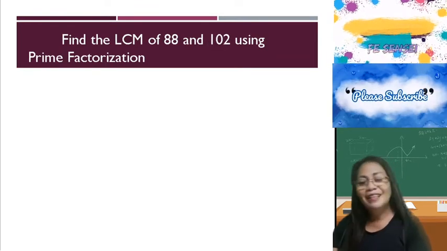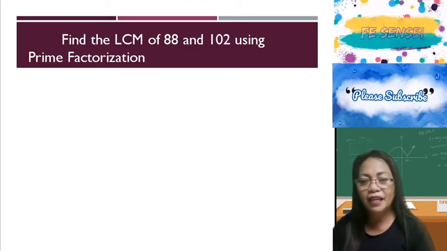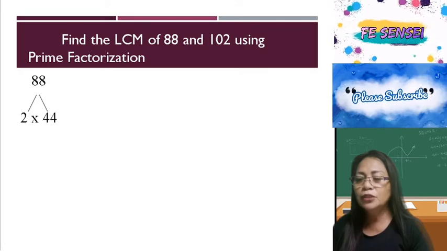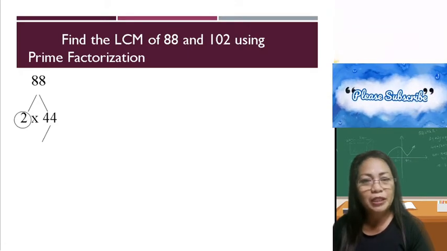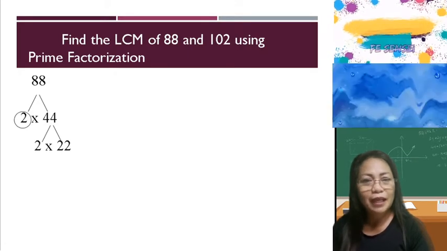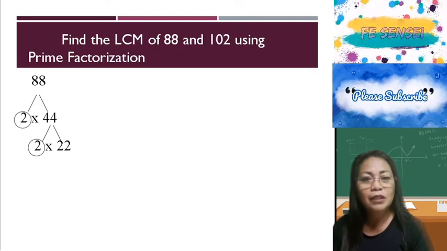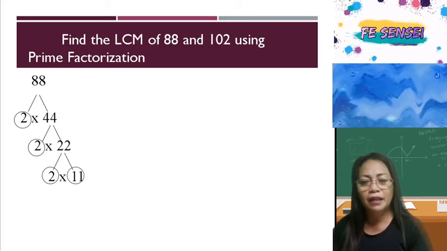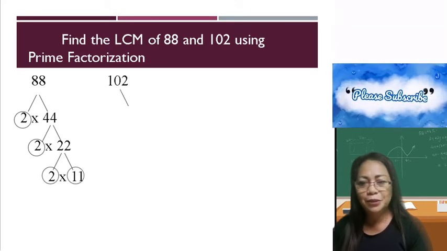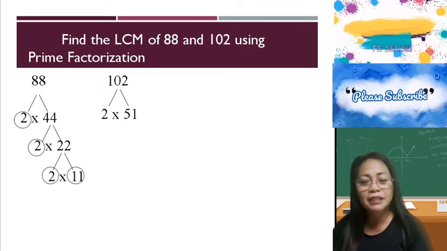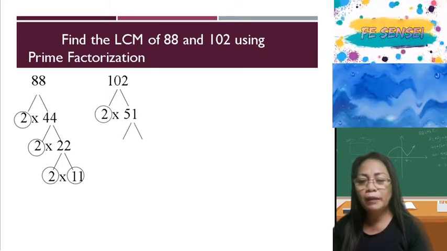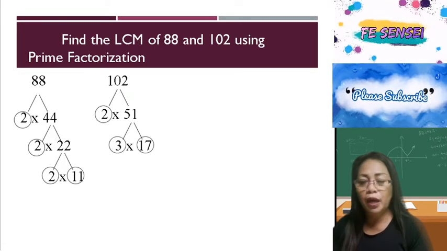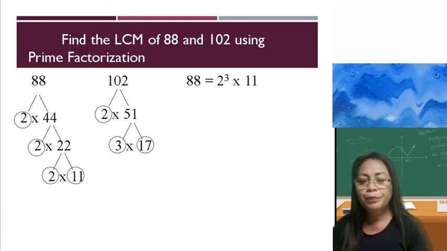Another example, find the LCM of 88 and 102 using prime factorization. 88 is 2 times 44. 2 is prime. 44 is 2 times 22. Again, 2 is prime. 22 is 2 times 11. 2 is prime and 11 is prime. 102 is 2 times 51. 2 is prime. 51 is 3 times 17. 3 is prime and 17 is prime.